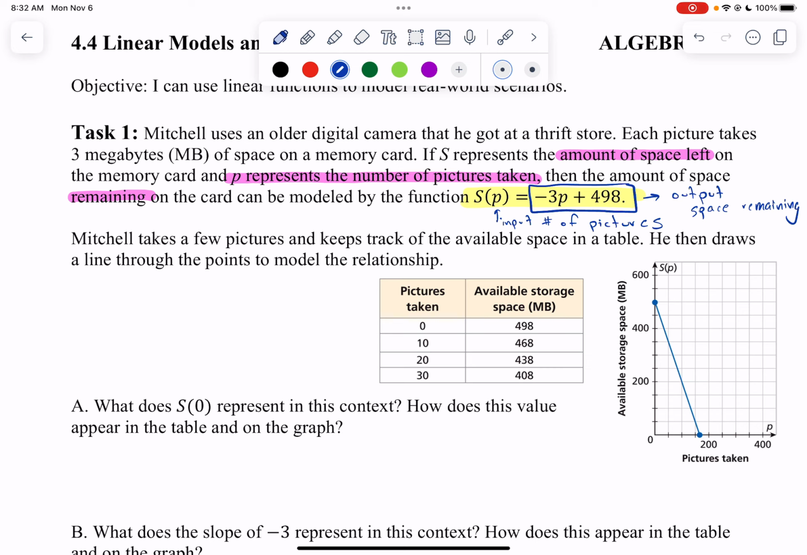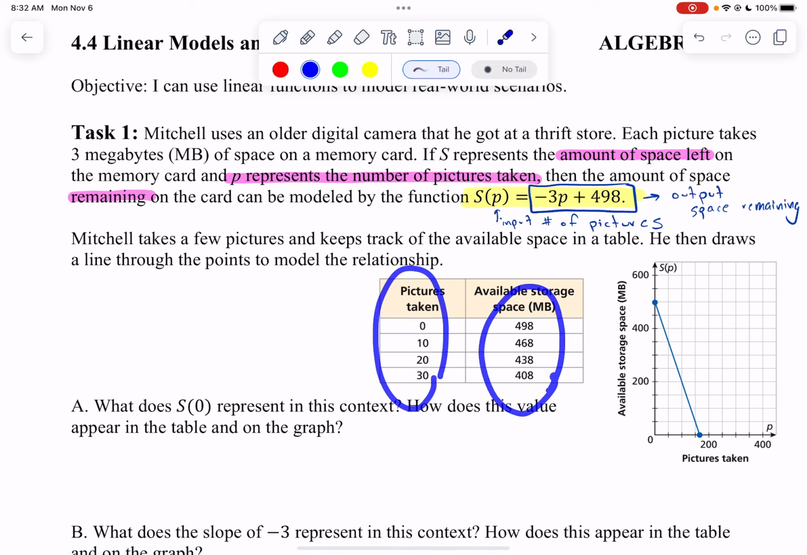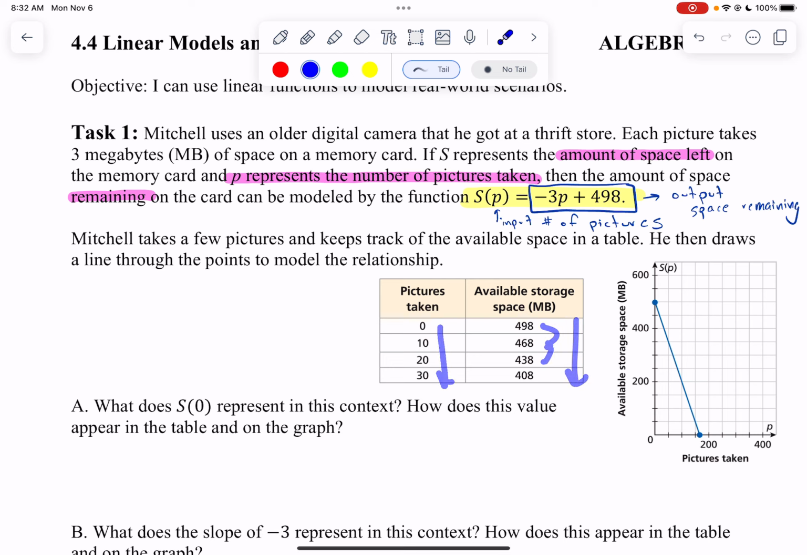Okay, so Mitchell takes a few pictures and keeps track of the available space in a table. He then draws a line through the points to model the relationship. So here we have a table, here we have our pictures taken, and then here's the available amount of space. As we take pictures, the amount of space goes down. The more pictures we take, the less space we have on our card, which makes sense. Like the more photos you have in your phone, the less space you have on your phone.